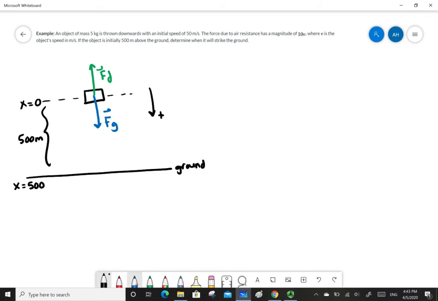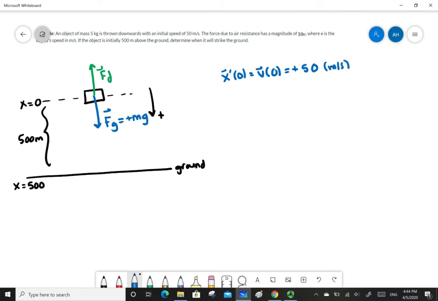Because I've chosen to make down the positive direction, this means that since the object is thrown downwards with an initial speed of 50 meters per second, x prime of 0, which is the velocity at time 0, is going to be positive 50. And since gravity acts down, Fg is going to be positive mg.